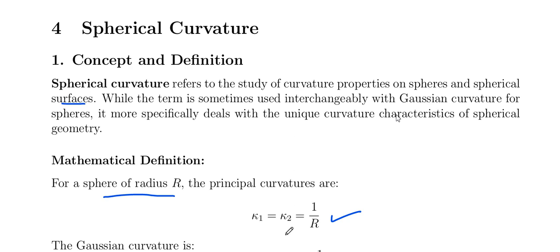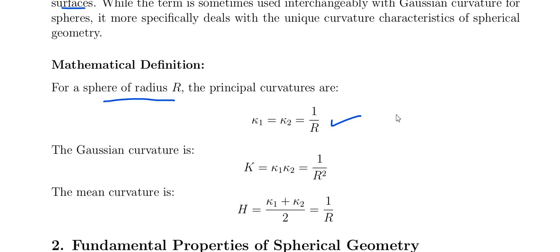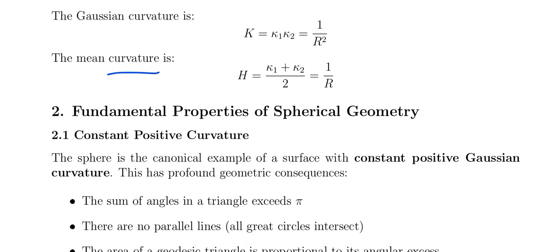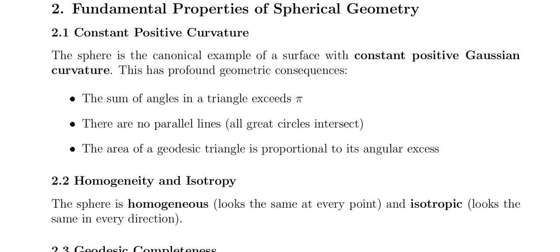So the Gaussian curvature is k equal to k1 into k2, that is 1 by r square. The mean curvature is k1 plus k2 divided by 2, which is 1 by r. So that is the spherical curvature: principal curvature, Gaussian curvature and mean curvature. The Gaussian curvature is nothing but the spherical curvature.